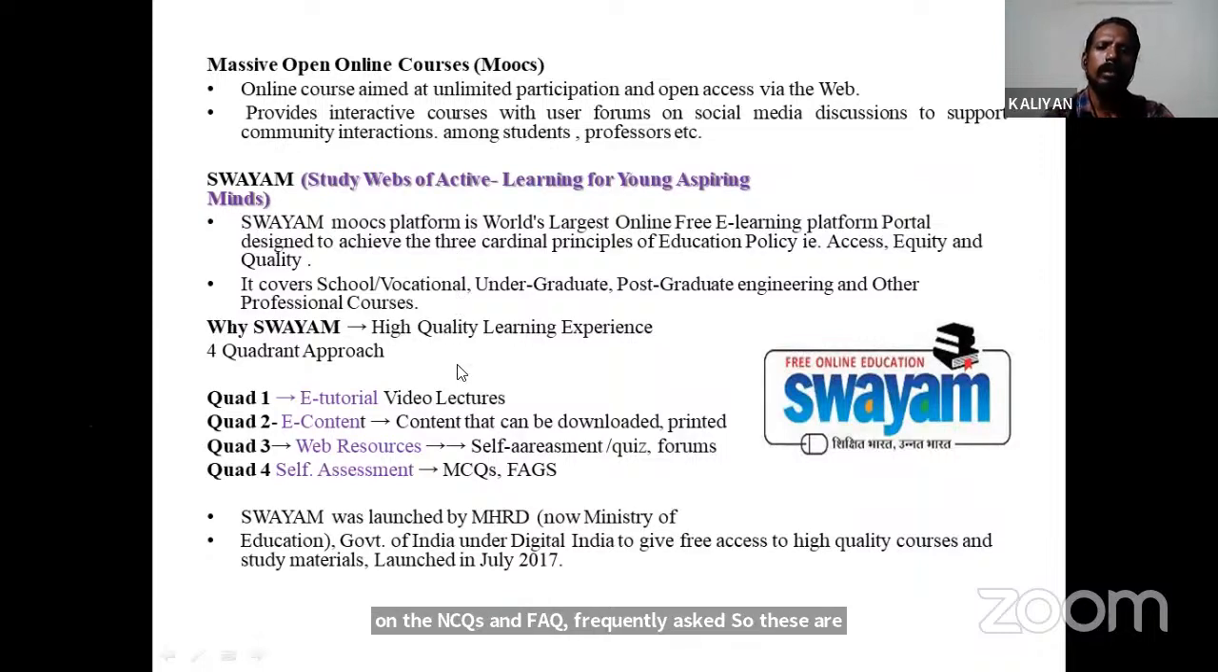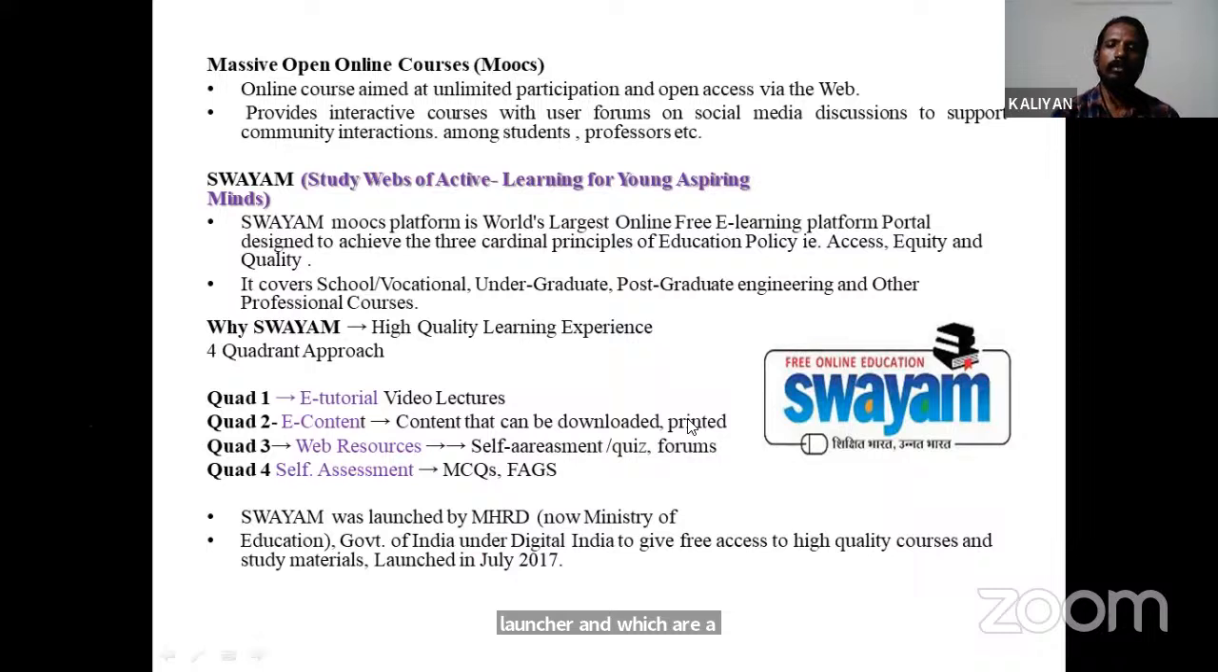SWAYAM was launched by the Ministry of Education. Before, it was called the Ministry of Human Resource Development. So now it's called the Ministry of Education. It was launched in July 2017. So mostly the questions ask when SWAYAM was launched, and which ministry launched it, or what is the acronym of SWAYAM. This kind of question will come from SWAYAM.